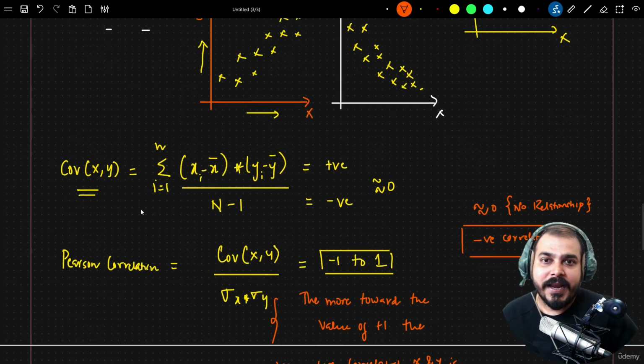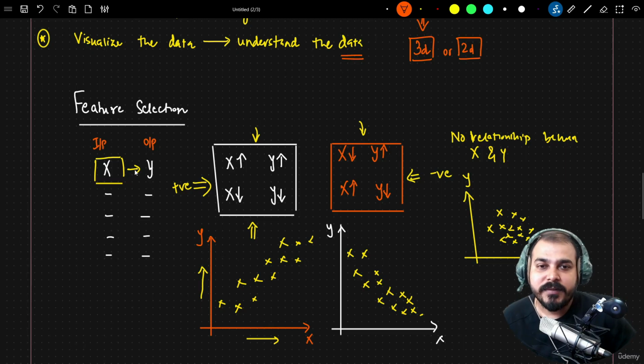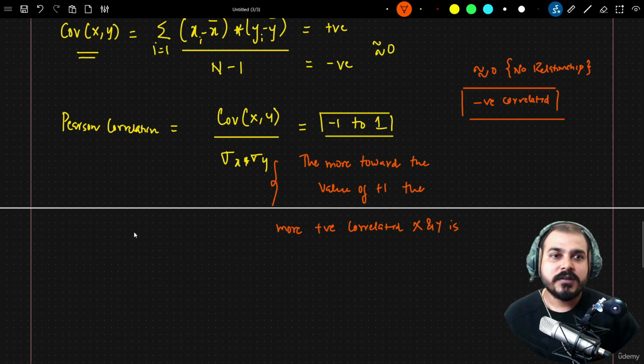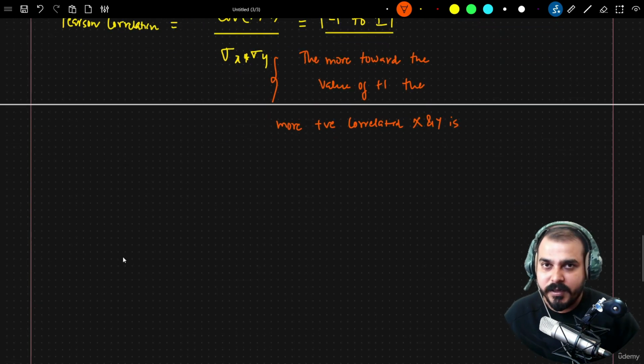Now this was an idea to talk about the relationship between x and y, and how this particular process is basically used in feature selection. This is just one of the techniques, guys. There are other techniques also in feature selection, but I just really want to give you a brief idea before we go ahead and understand PCA.